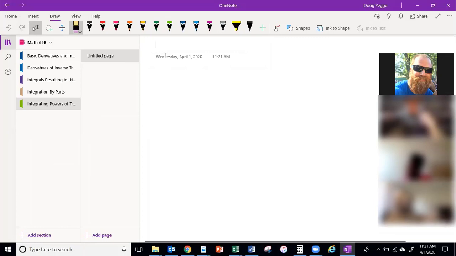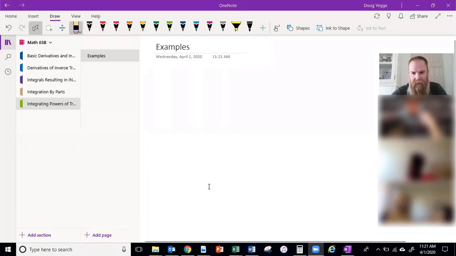All right, so what are some things that we learned or recognized or kind of saw in integrating powers of trig functions? Anything that any of you want to mention to help us to kind of approach some of these problems?